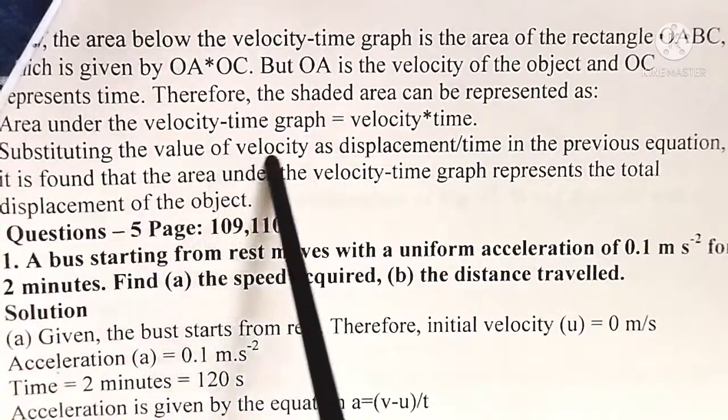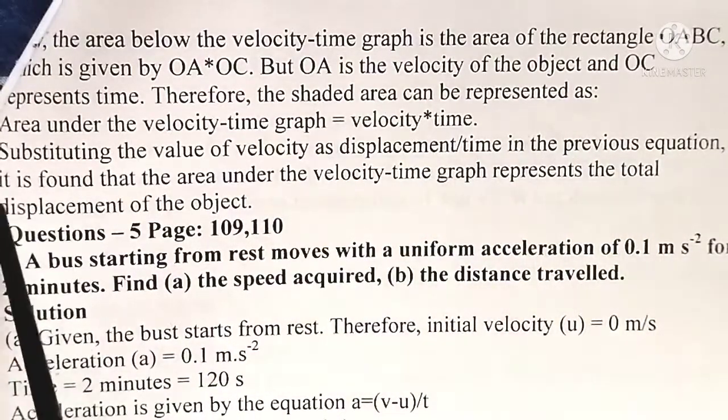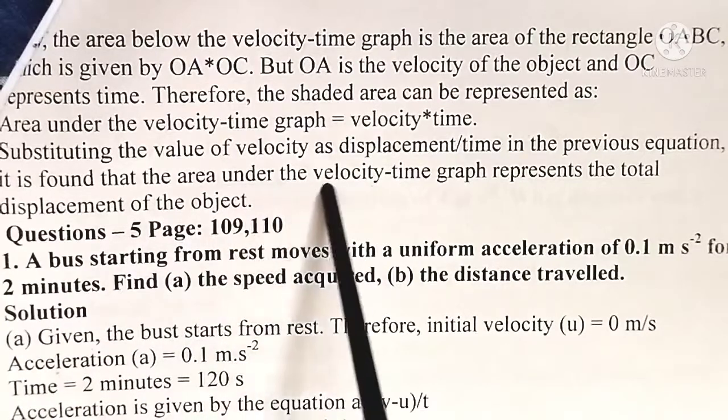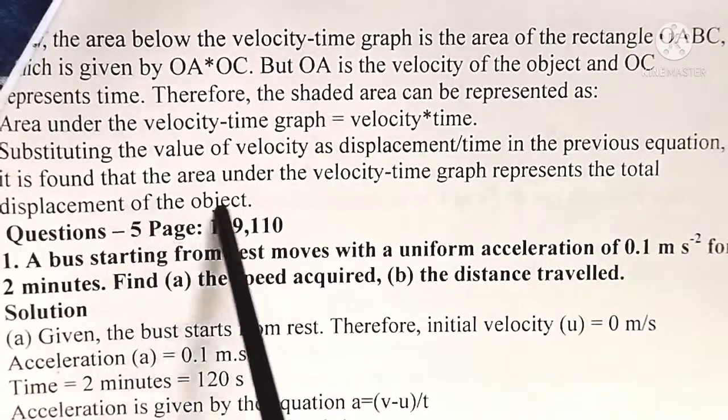Substituting the value of the velocity as displacement by time in the previous equation, it is found that the area under the velocity time graph represents the total displacement of the object.